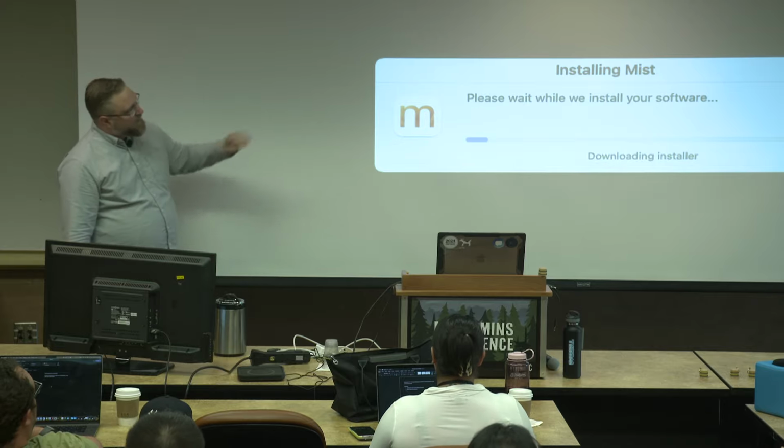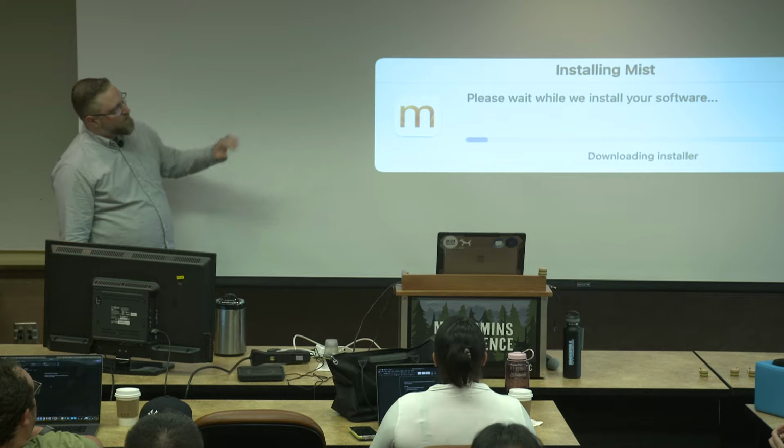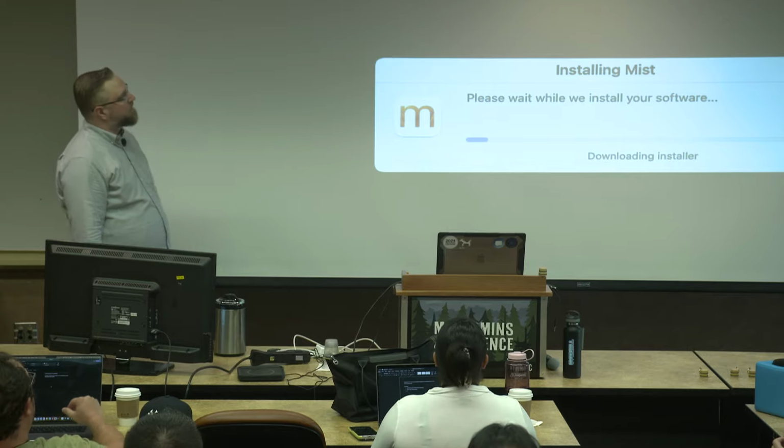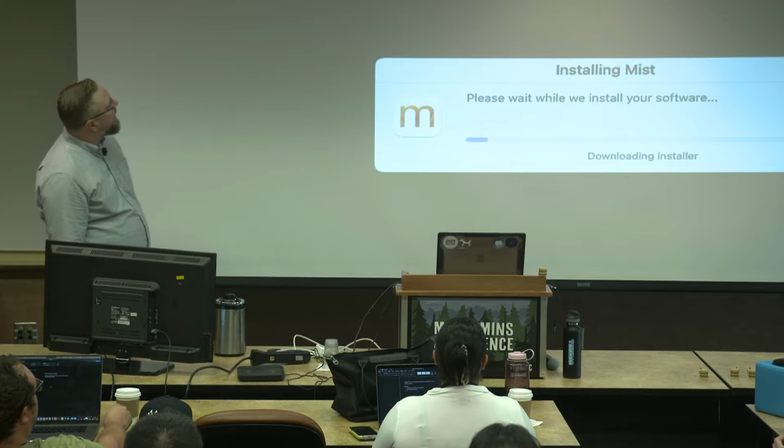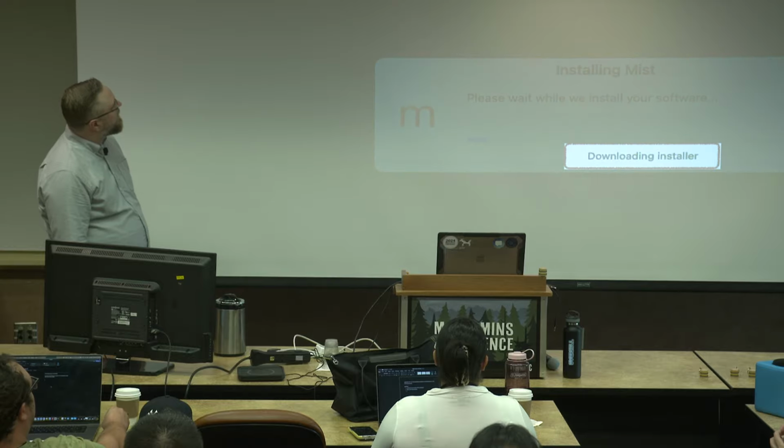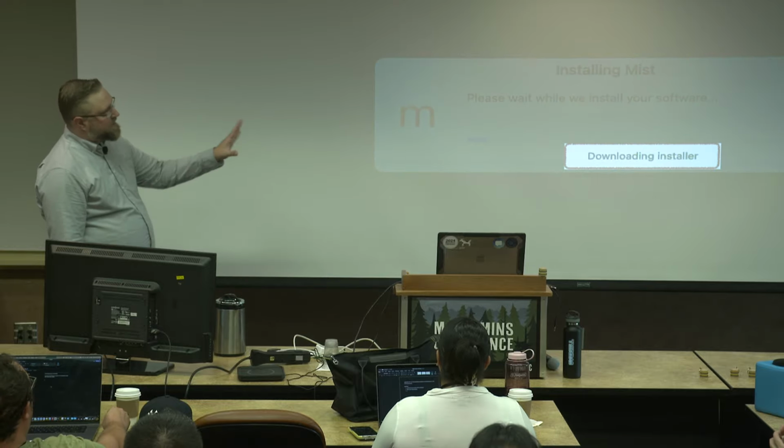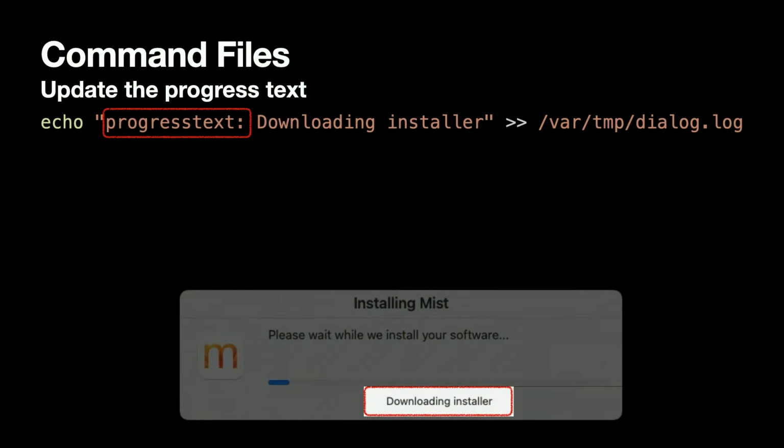I need to tell this dialog window, hey, I want you to change the information that's on the screen right now. And we do that by using the echo command, which just prints text. And we have a specially formatted line of text that we're going to print, telling it, I want to update the progress text, which is this element here. And that's the value I want you to update it to.